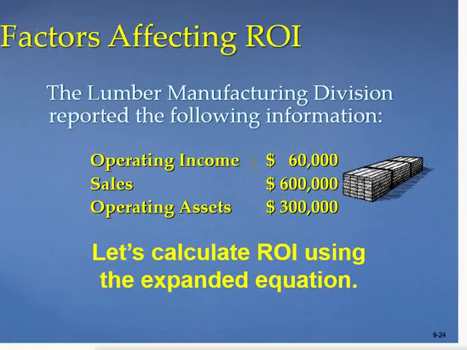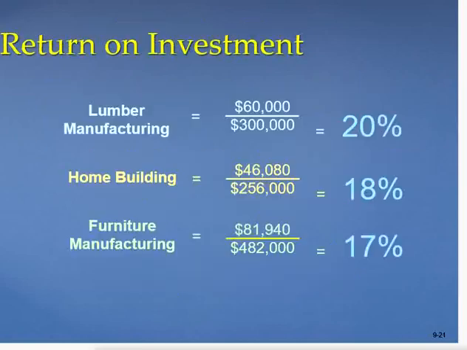We already calculated it. I'll show you how we calculate it: 60,000 over 300,000. This was 20%. We calculated operating income by assets. This is what we did.